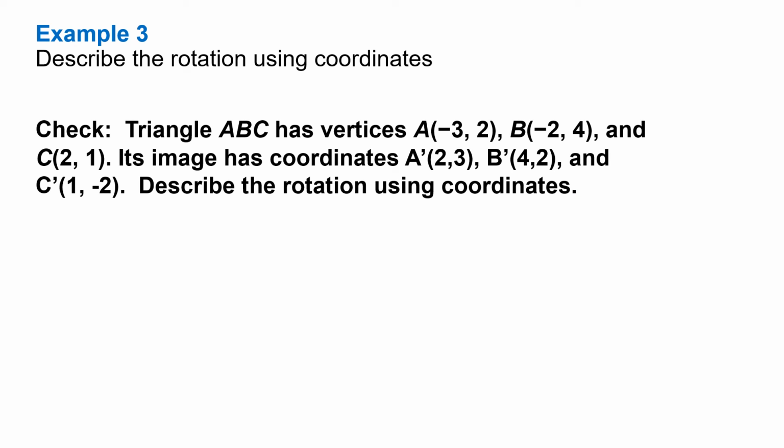Here's a check. Triangle ABC has vertices A(-3, 2), B(-2, 4), and C(2, 1). Its image has coordinates A'(2, 3), B'(4, 2), and C'(1, -2). Describe the rotation using coordinates. Teachers, please pause the video now.